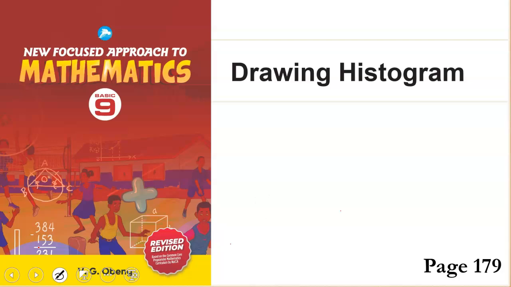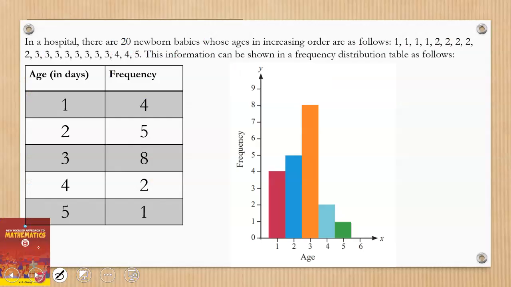Now, when we talk of histogram, it's all about doing graphical representation of data. And one graphical method is the histogram. This is a sample of a histogram that you can see here. This histogram came as a result of a question that reads, in a hospital there are 20 newborn babies whose ages in increasing order are as follows. So how many were born in day one, day two, day three, and so on and so forth.